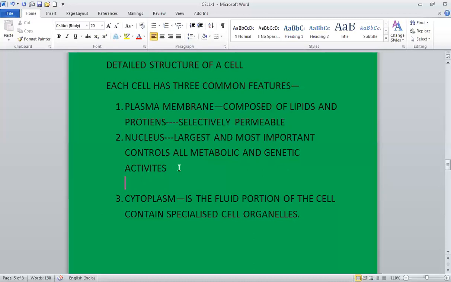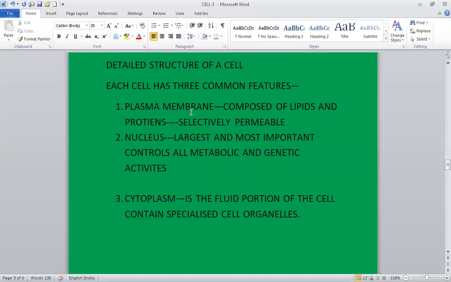Each cell, whether it is a plant cell or an animal cell, is covered by a thin membrane called the plasma membrane or cell membrane. This plasma membrane is composed of lipids and proteins.